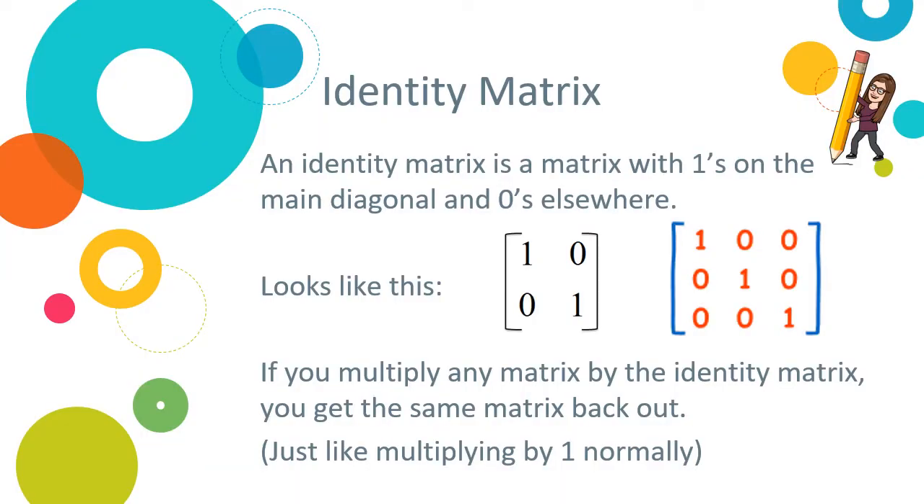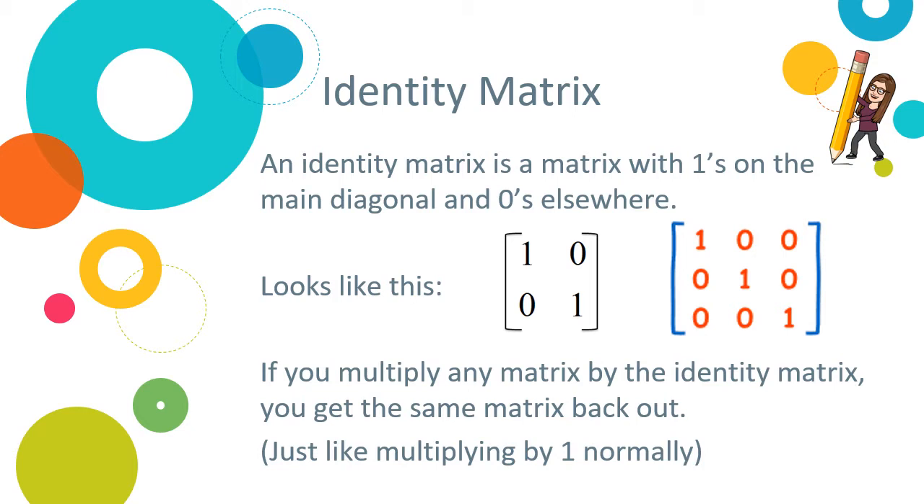First, we need to introduce what an identity matrix is. An identity matrix is a matrix with ones on the main diagonal and the rest of the values are 0. Here are some examples. So a 2 by 2 and a 3 by 3 would look like this.